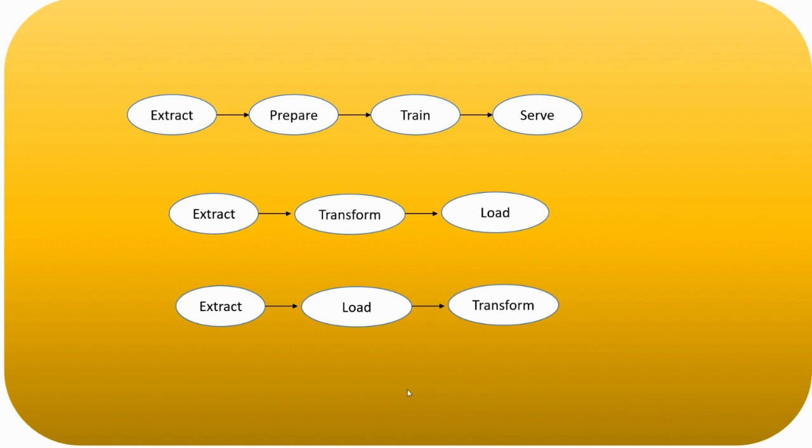Basically, we will categorize into two types. One is ETL and the other is ELT. ETL is nothing but we are extracting from the source, we are transforming, and then we are loading it to the final data store. ELT is nothing but we are extracting from the source, we are loading directly into the final data store, and then we apply a transformation logic on top of that.